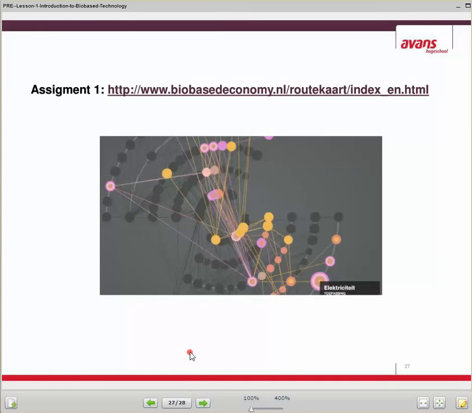So, what is your assignment? This is your last sheet. Actually, there's one more slide, but here's a link here. It is a website that was developed by Wageningen University. It was given to them by the Ministry of Economic Affairs. And what they have is, I invite you to go to the website. It is a chain. Here's a screenshot of one.